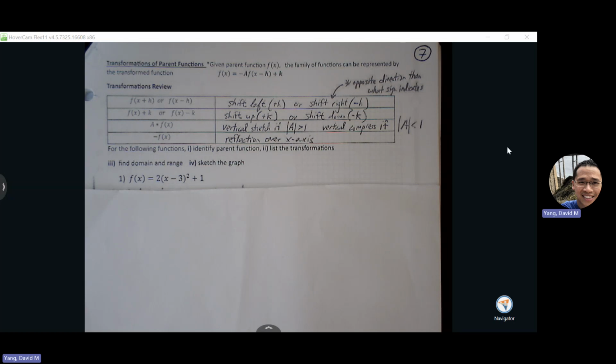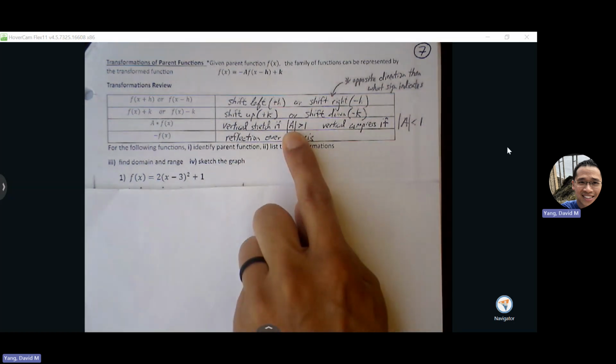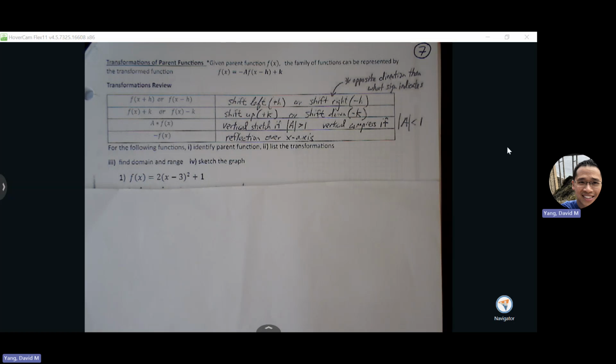Any number that's being multiplied to the parent graph is going to give us a vertical stretch or compress. So if it's 2 times the expression, or 3 times, or 4 times, that's going to take the graph and stretch it vertically. Compress will be like 1/2, 1/3, 1/4. If the value is less than 1, it's going to end up compressing it.